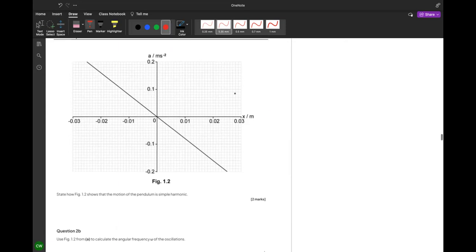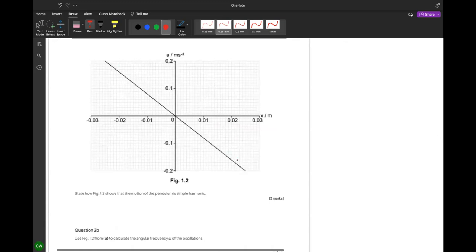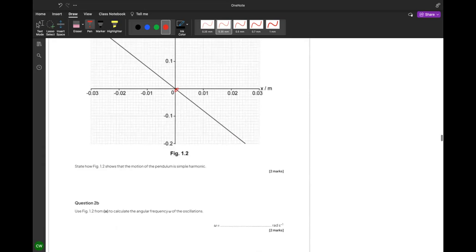But see from the graph. How do you know this is directly proportional? The line passes through what? The straight line passes through the origin. You have to tell from the graph, not just write the definition. Okay, 1 mark for this.